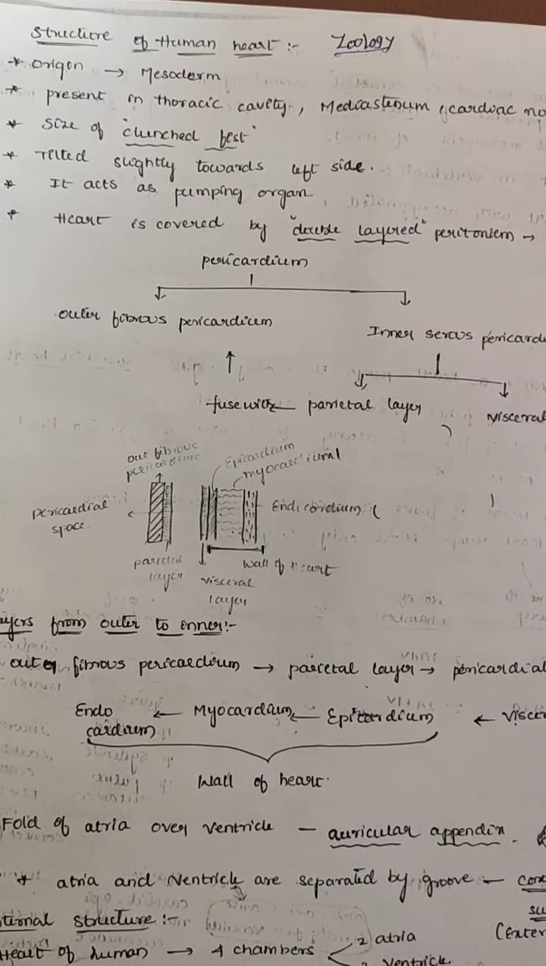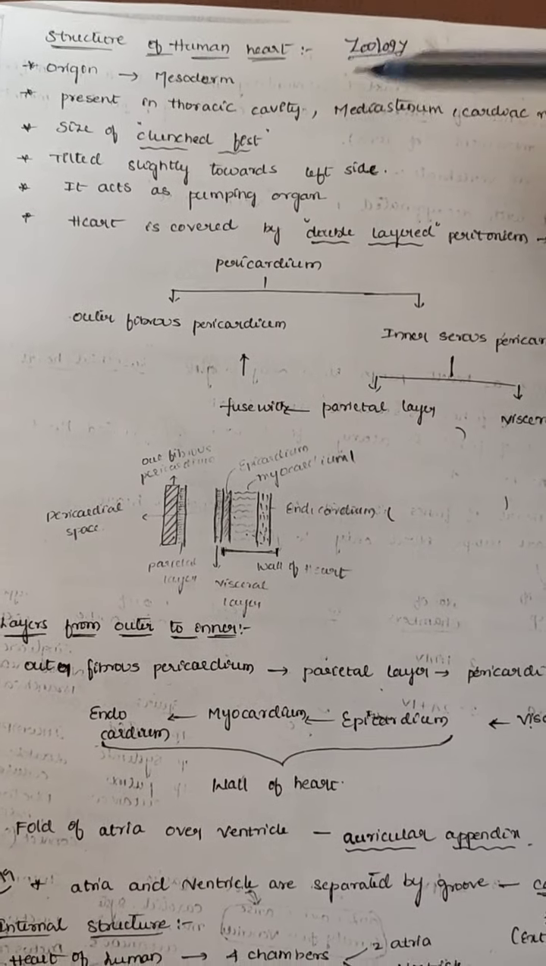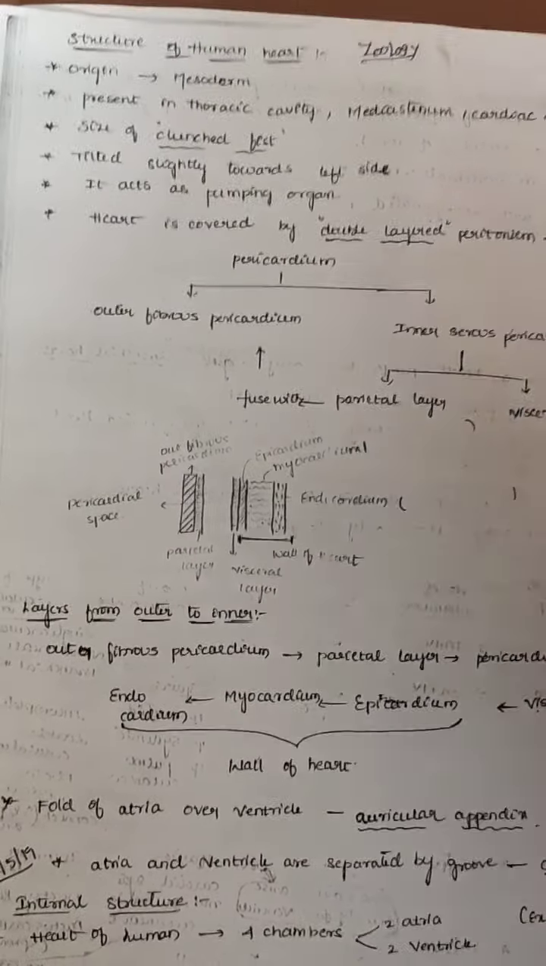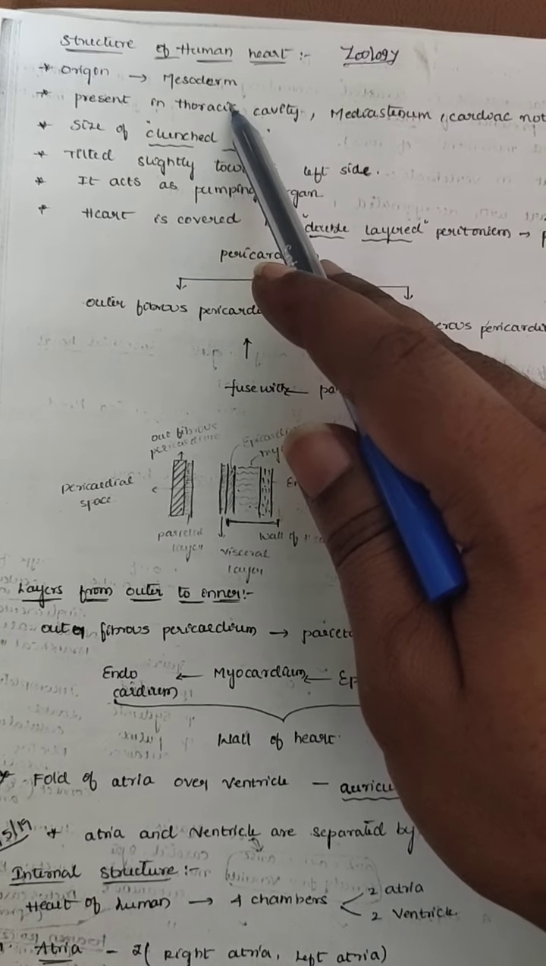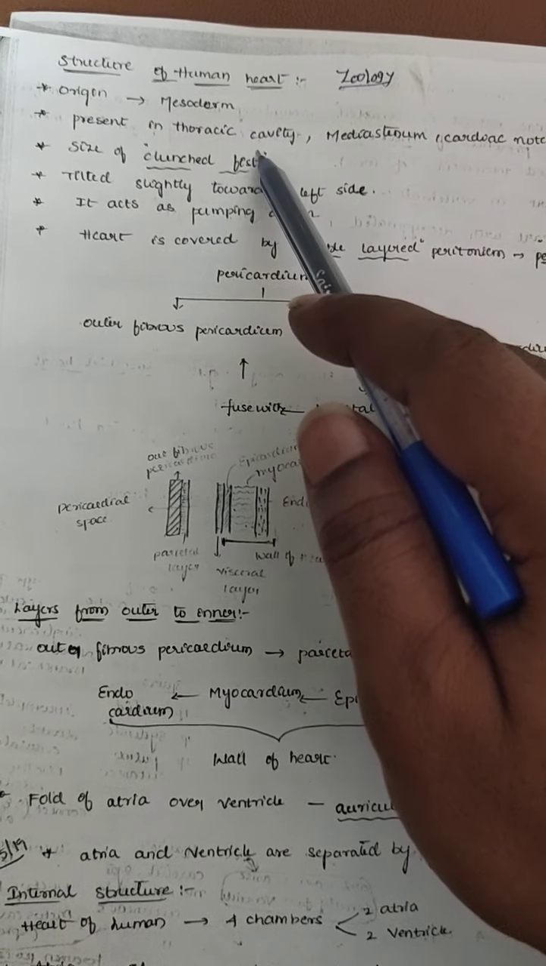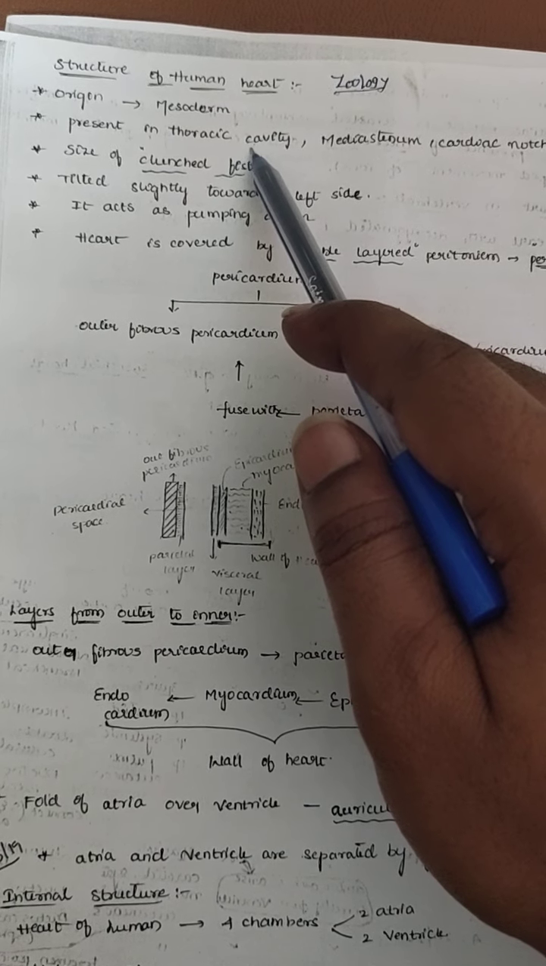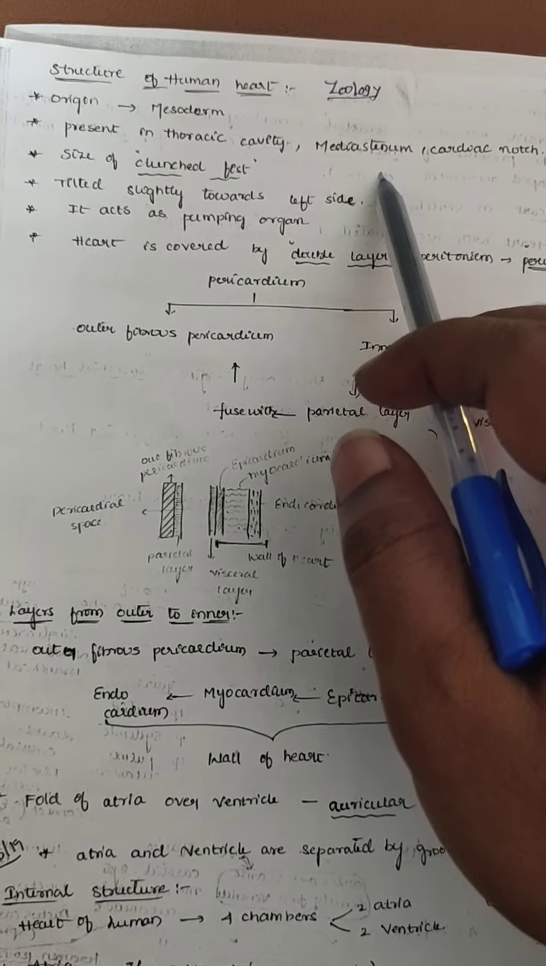Today we will discuss a very important topic, that is the structure of the human heart. Here, basically, I already said the heart is of mesodermal origin. It is present in the thoracic cavity between the lungs. That space is called the mediastinum.